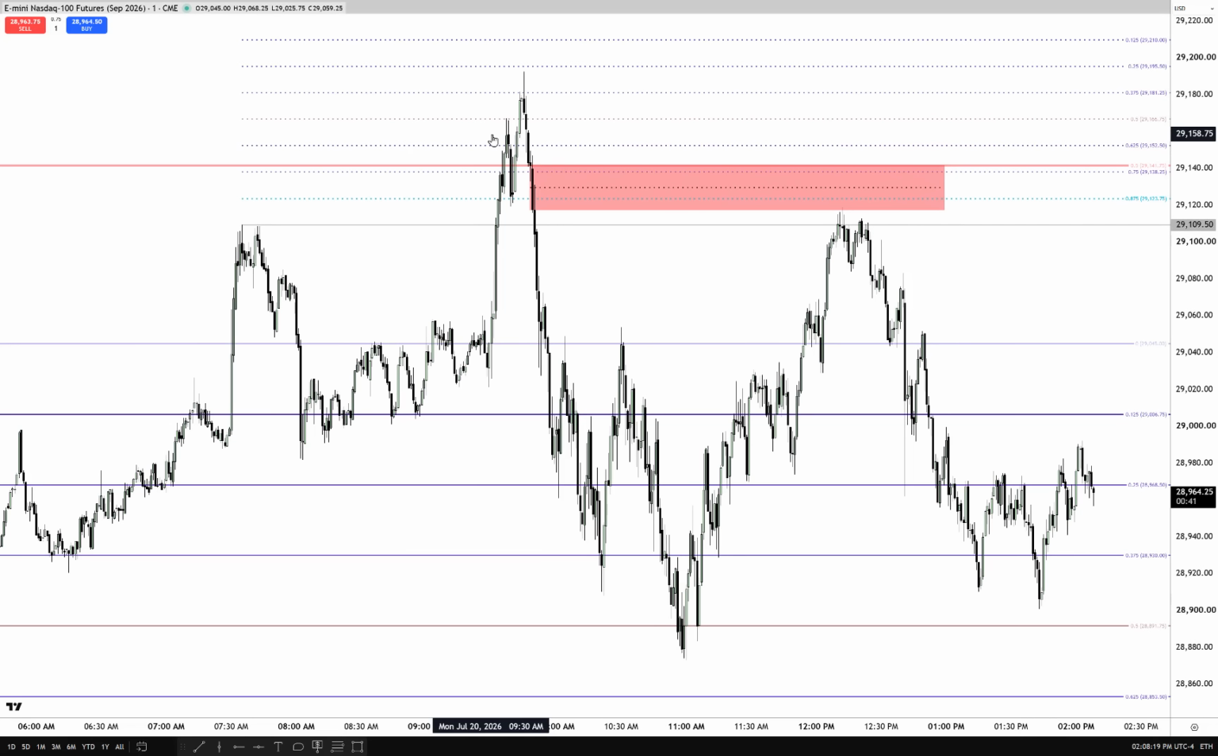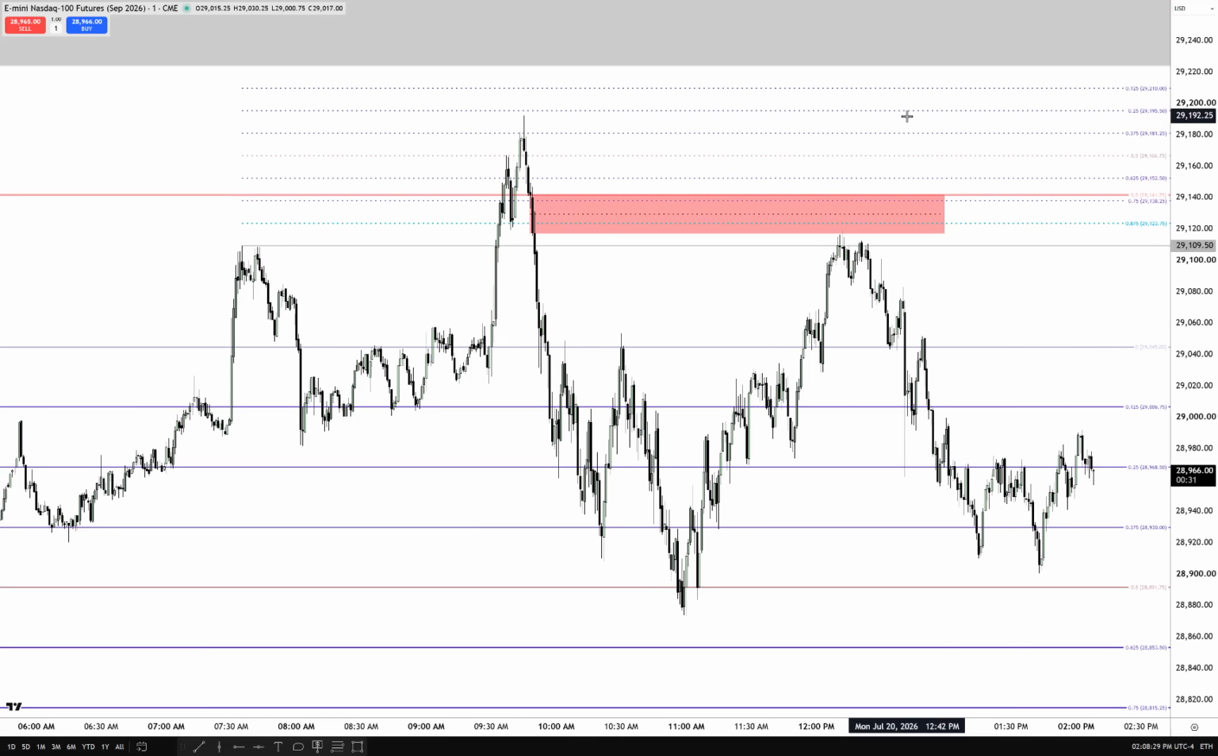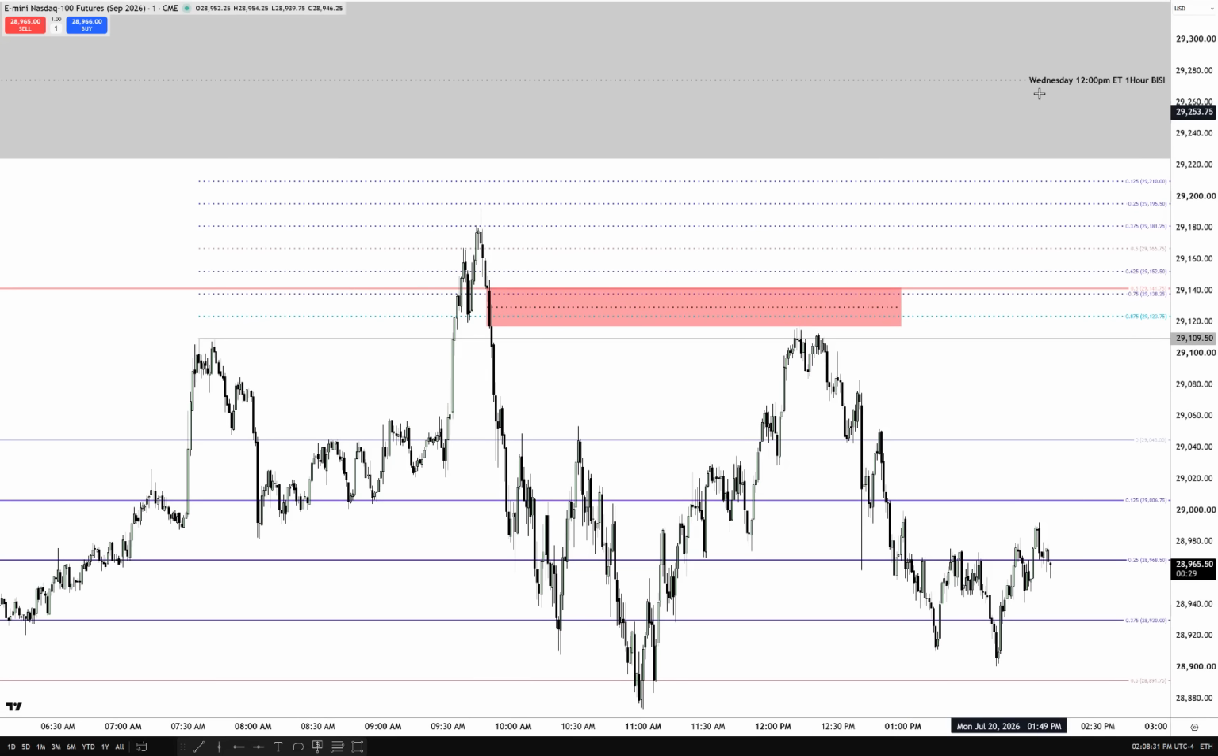So when price went to the consequent encroachment of the gap between the old high here and the low of the hourly buy side imbalance, sell side inefficiency from Wednesday noon Eastern time, that's where you anchored it to. By it trading to a high here, look at this candlestick's high, 29,167.25.